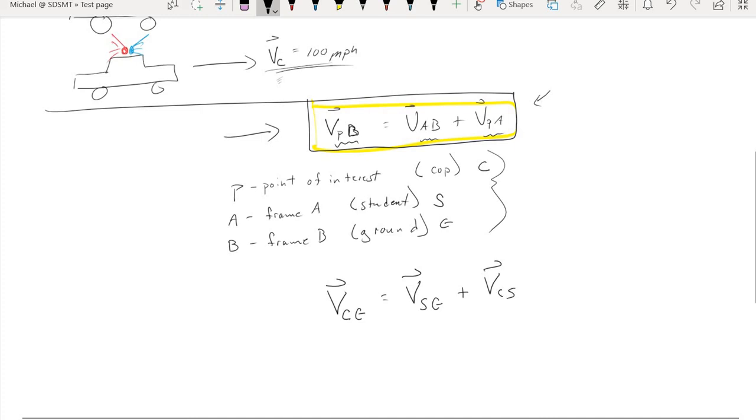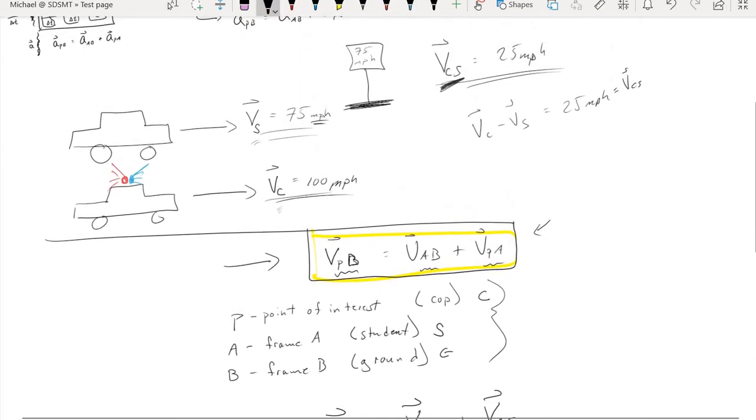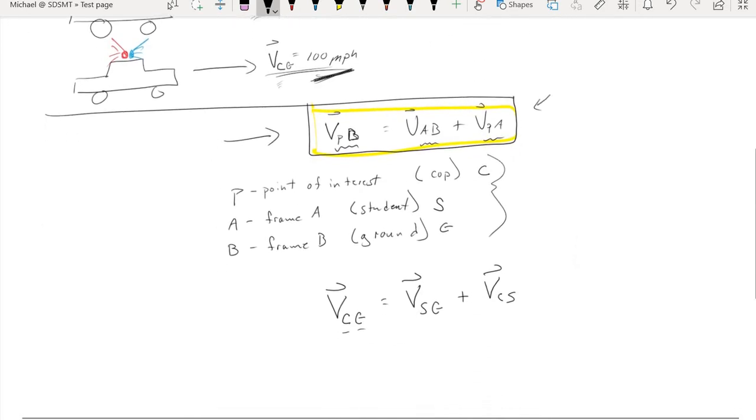All right, so as we go through here, what does this mean? Well, this is the velocity of the cop with respect to the ground. How fast was the cop going with respect to the ground? Well, that's this value right here. So let's go ahead and sneak in those extra subscripts there. Both of these are measured with respect to the ground. That is 100. Here we have velocity of you, the student, with respect to the ground. That was 75.